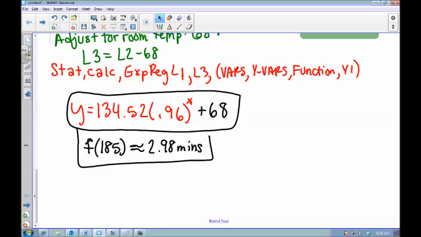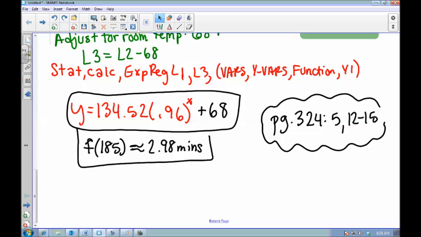Our assignment is only 5 problems. The first one is like this, so it's a little bit time intensive. For the last 4, all you have to do is describe the transformations. Those go pretty quick. So the assignment is page 324, numbers 5 and 12 through 15. Don't forget you also need to write a summary. Just a minute.